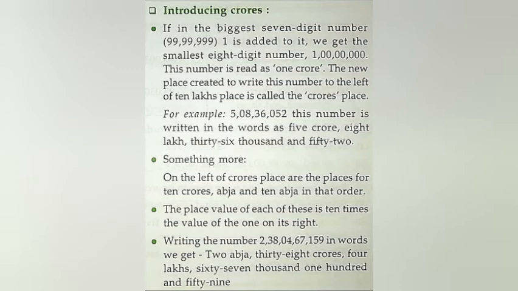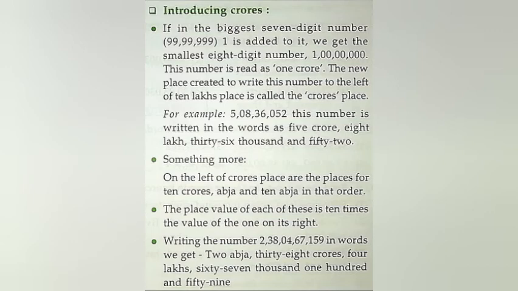For example, 5 crore 8 lakh 36,052. This number is written in words as 5 crores 8 lakh 36,052. Something more to this: on the left of the crores place are the places for 10 crores. After crores we'll get to know about 10 crores, then abja and 10 abja in that order. The place value of each of these is 10 times the value of the one on its right.